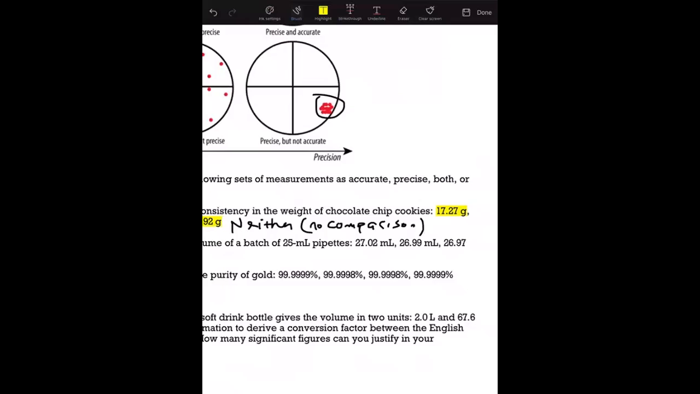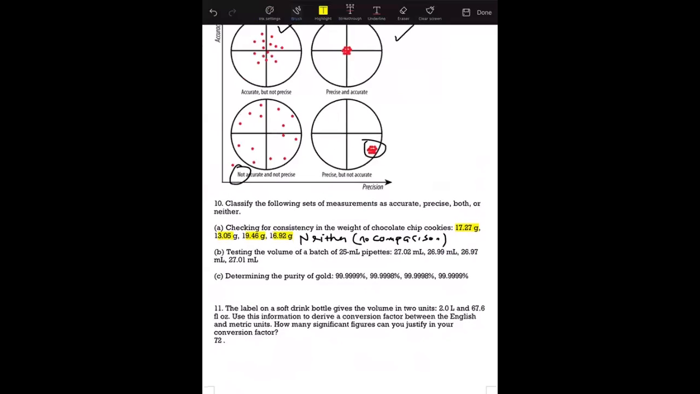So we don't have a standard. All right, what about B, letter B? It says testing the volume of a batch of 25 ml pipettes. So there's my standard, 25 mL. And my numbers are 27.02, 26.99, 26.97, 27.01.